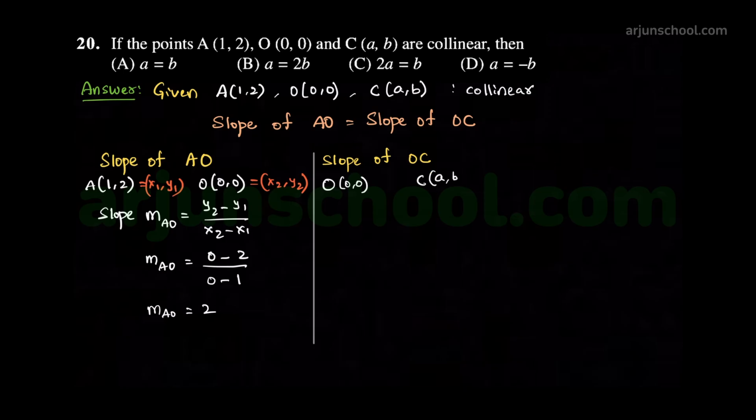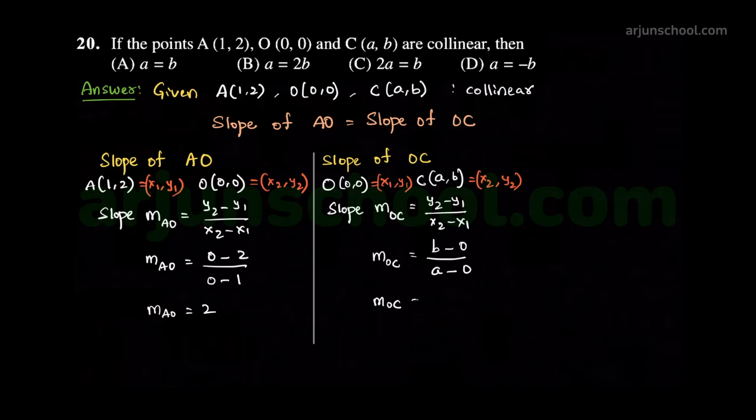Origin O is (0, 0) and point C is (a, b). Let us consider O as (x1, y1), point C as (x2, y2). Slope of the line joining points O and C is m equal to (y2 minus y1) by (x2 minus x1). Slope equal to y2 is b minus y1 is 0 by x2 is a minus x1 is 0. Slope is equal to b by a.